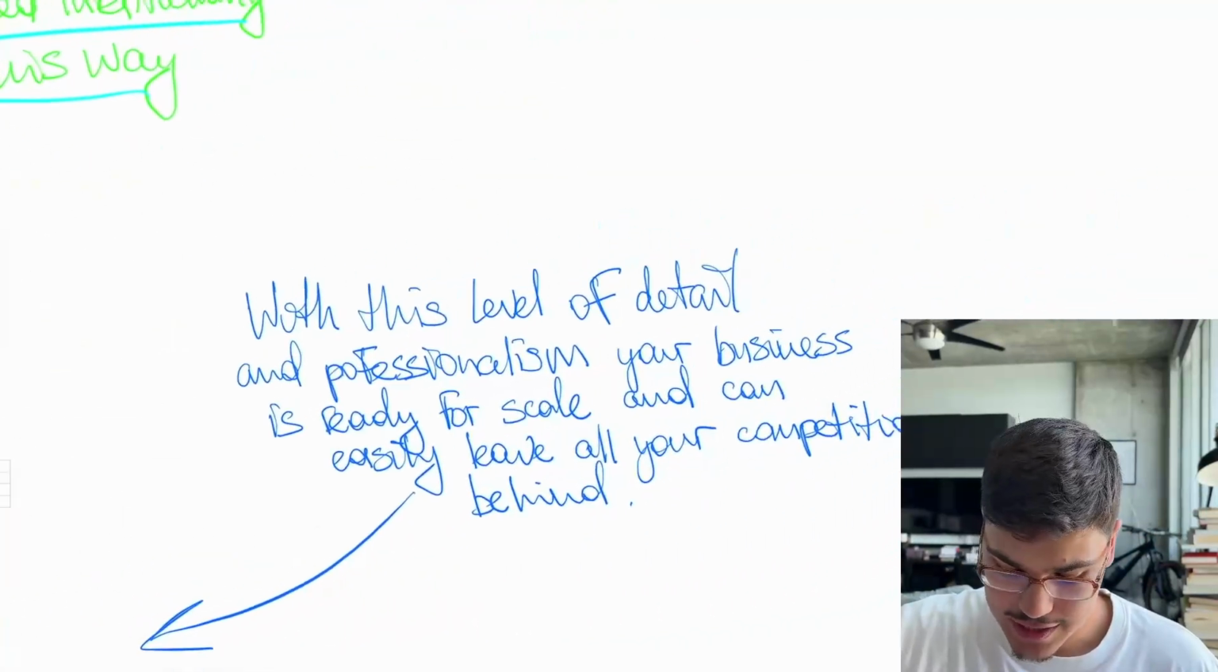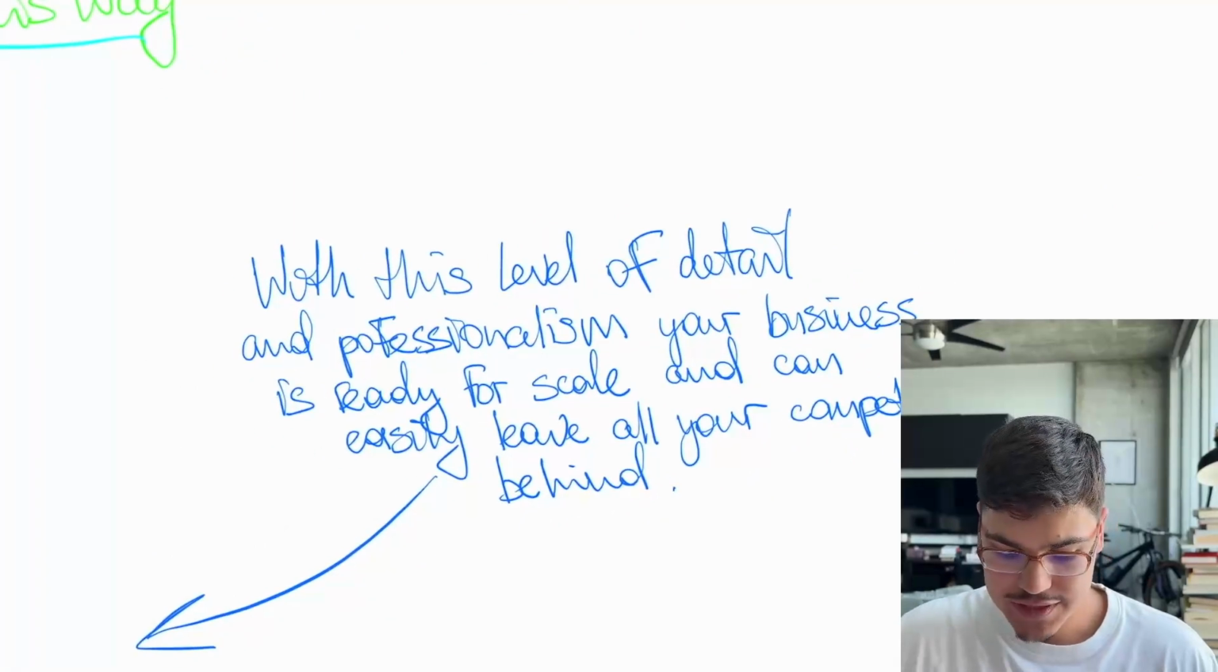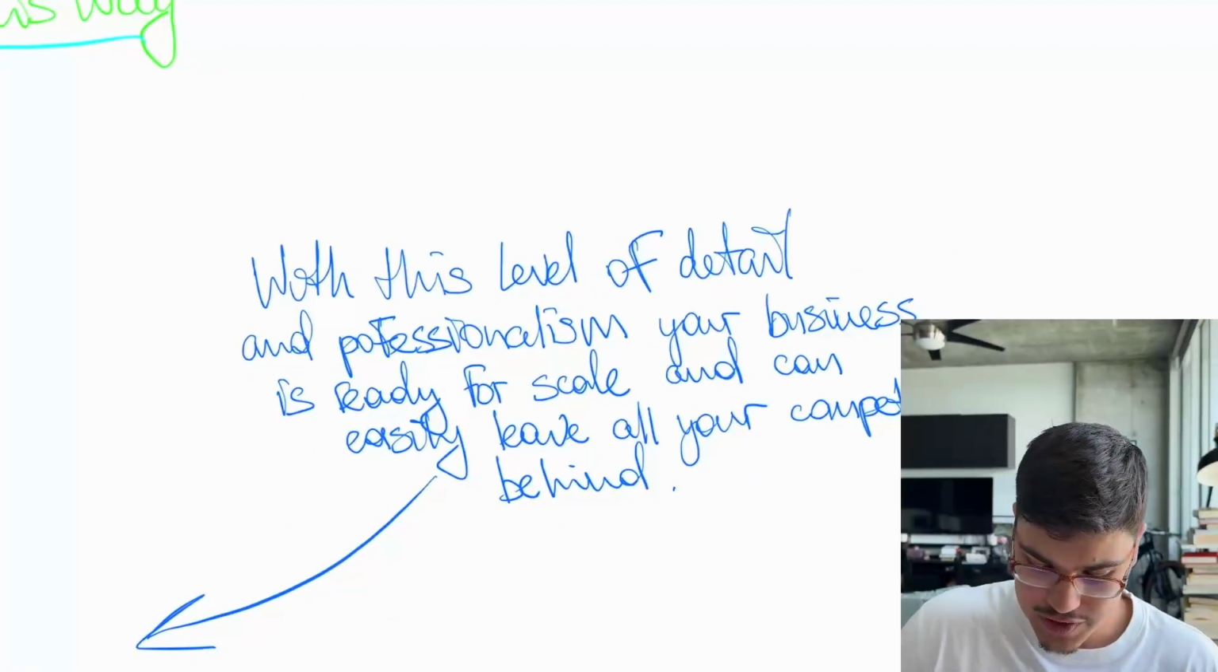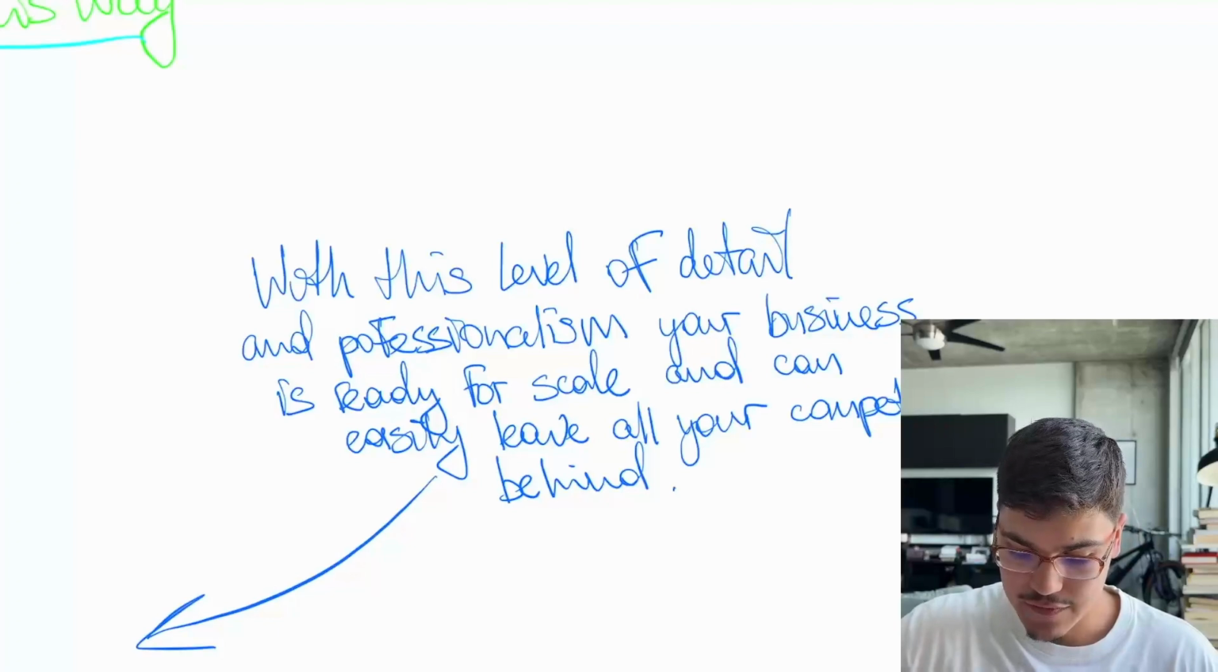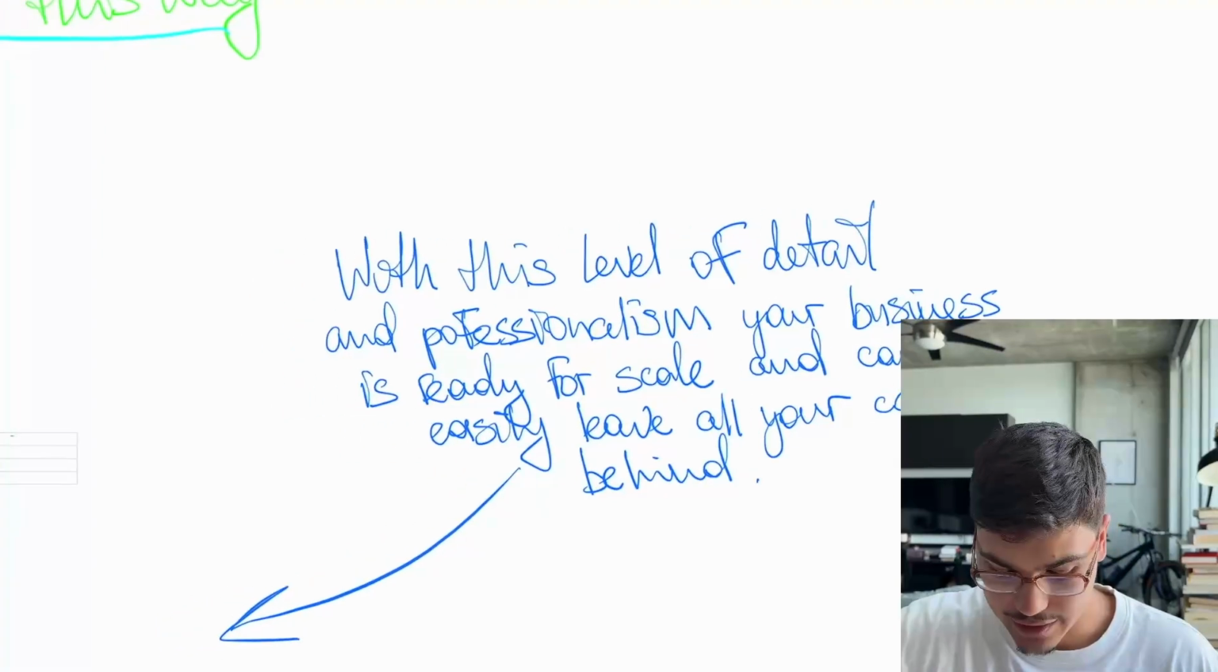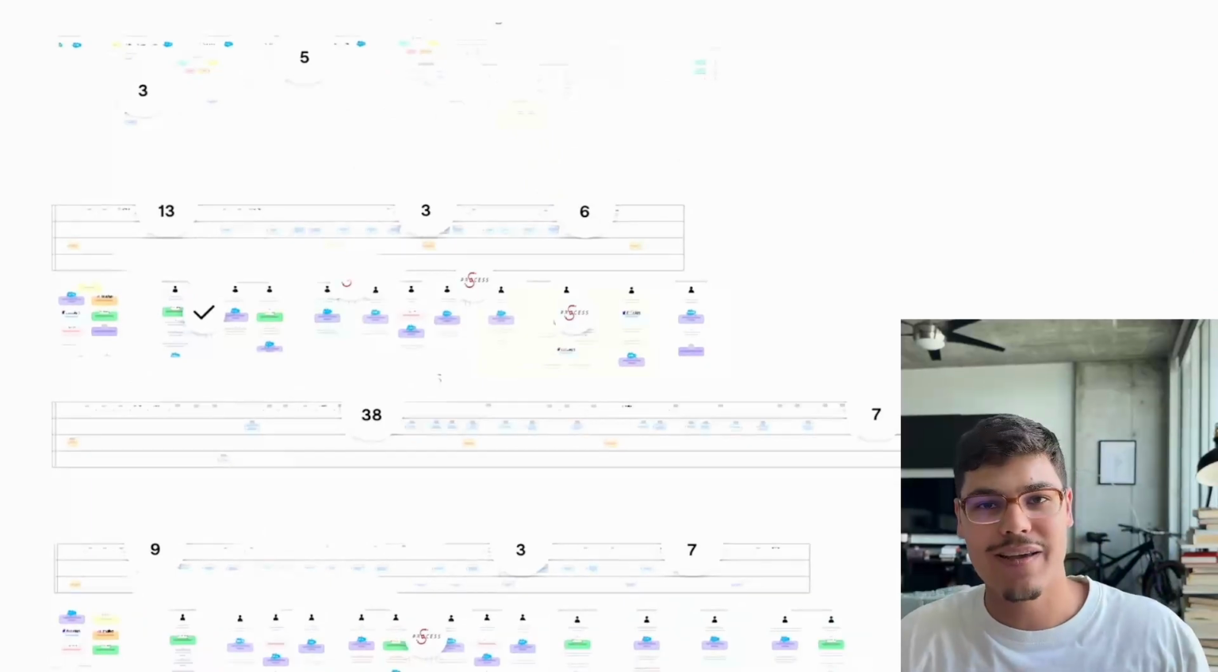So what I wanted to say, as the last part, is that with this level of detail and professionalism, your business is ready for scale and can easily leave all your competition behind, because now you know how you're different. It's easier to communicate to all your stakeholders, and it's easier to execute inside the systems for you and your team.